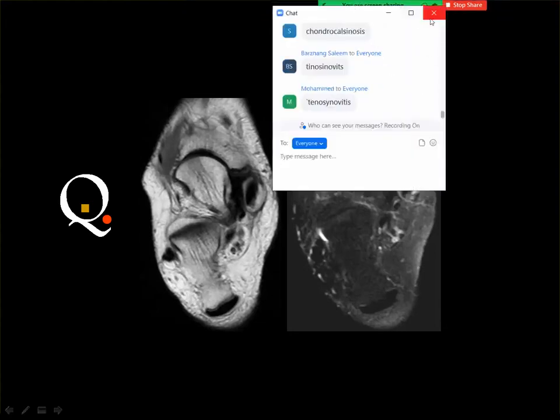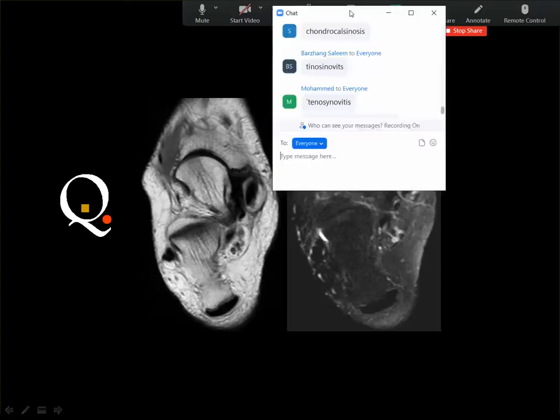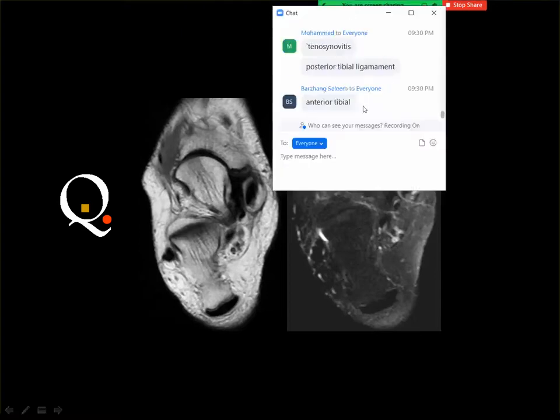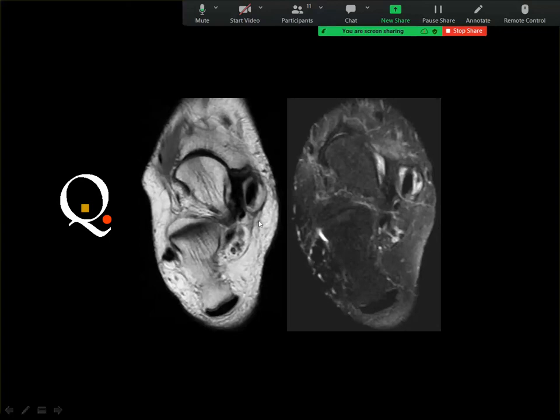Tenosynovitis of which tendon where you got tenosynovitis? No, this is not tibialis anterior. This is the tibialis posterior. And actually, if you look carefully, the tibialis posterior is large.